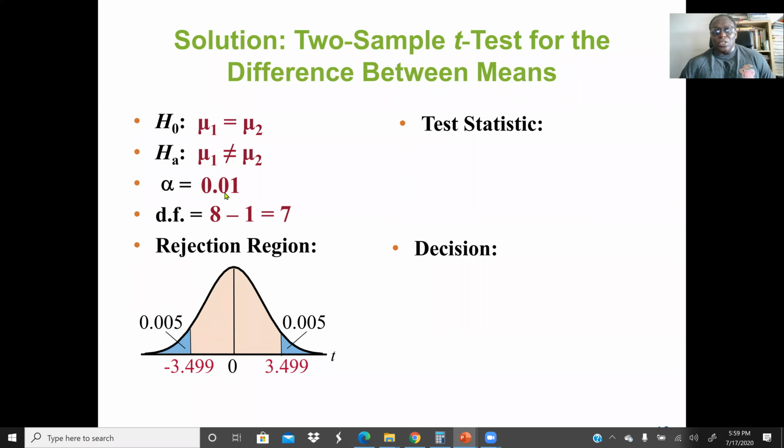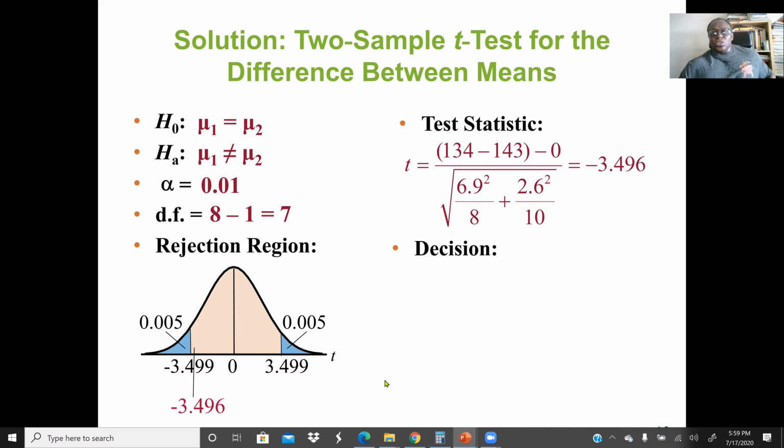So we have our rejection region. The alpha is 0.01, so we divide it by 2 and get 0.005 on each side. Then we look for the t value there, which is negative 3.499 and 3.499. We know the degree of freedom is 7, and we know the alpha value, so we can get the t from the table. That is the t distribution.